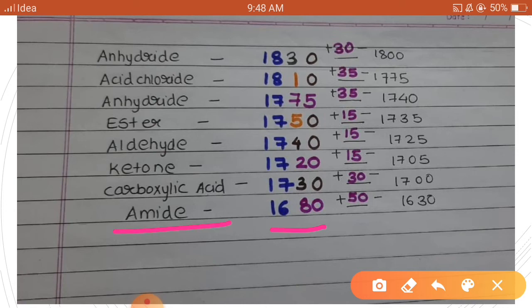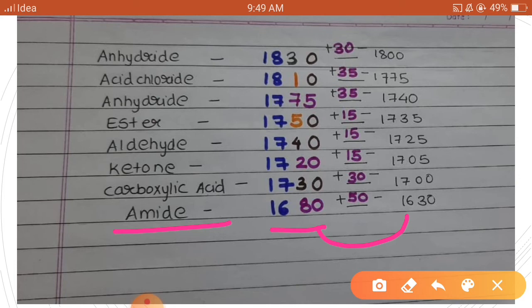You can easily remember that after subtracting 50 from this compound we will get 1630. Then for anhydride and carboxylic acid, these two are 30-30. You can write it easily. Once you practice, you can easily remember it. After that 35-35: subtracting 35 and 35 from 1810 and 1775, you will get these values. And then the remaining are all 15. After subtracting 15, 15 and 15, you will get these values. In the same way, after adding to this value, you will get the respective value.